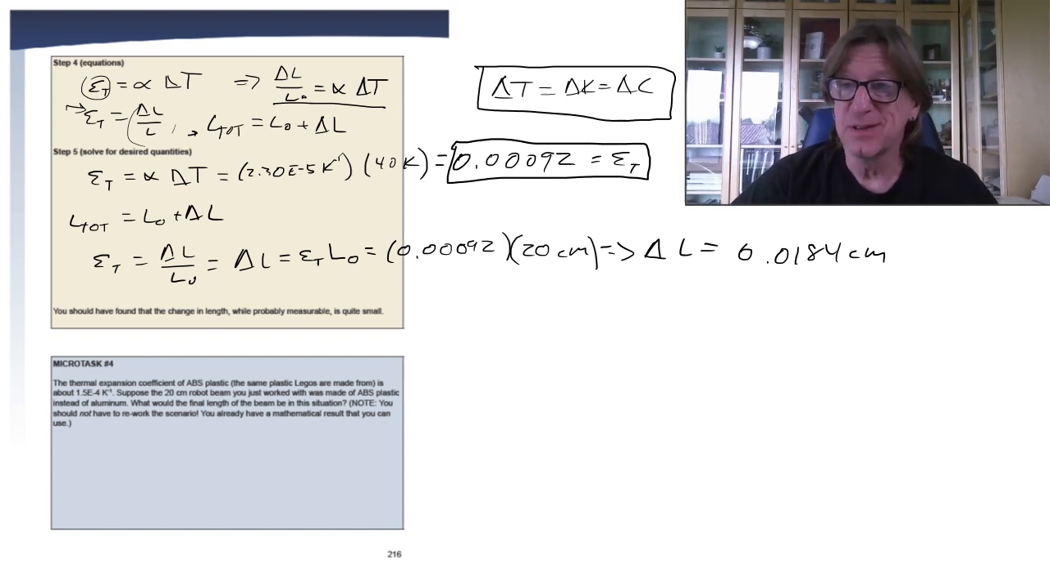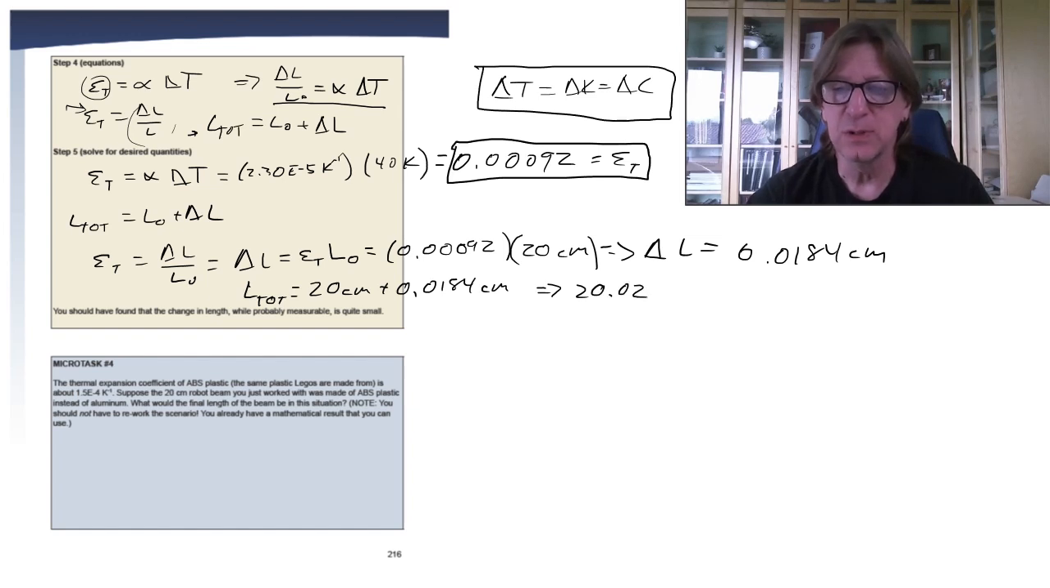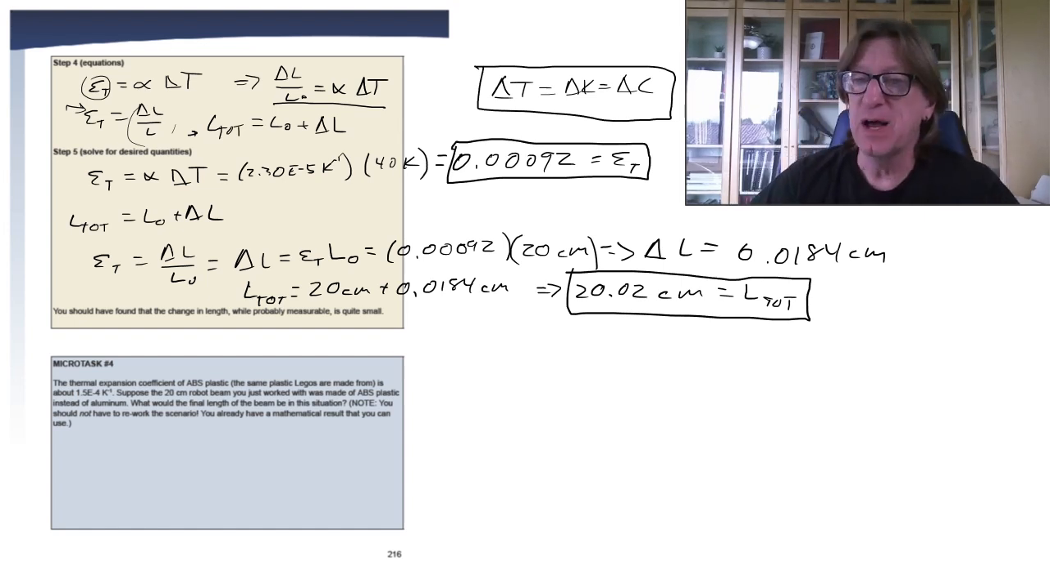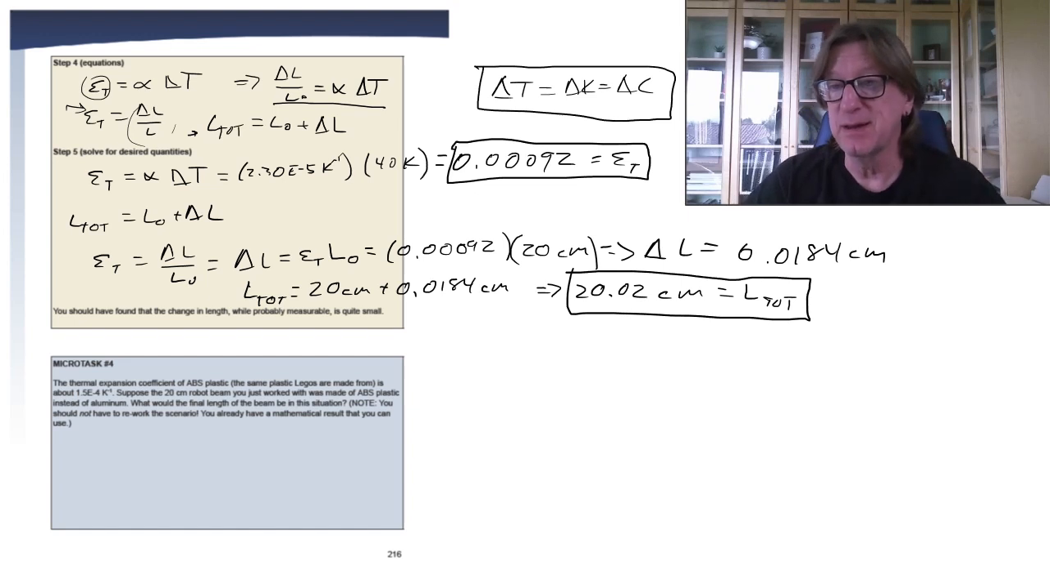That's not much. That's less than a millimeter. So that's going to give us a nice stable material for making our robots out of. But now we've actually been able to prove how much it is. My total length then is going to be 20 centimeters plus 0.0184 centimeters, or about 20.02 centimeters. That's going to be our final length. And we predicted it would be about 0.1%, and sure enough it is. Okay, so that is an example of how we would calculate how much our materials are going to expand as a result of the thermal energy that's put into it. And you can see it's not terribly difficult.